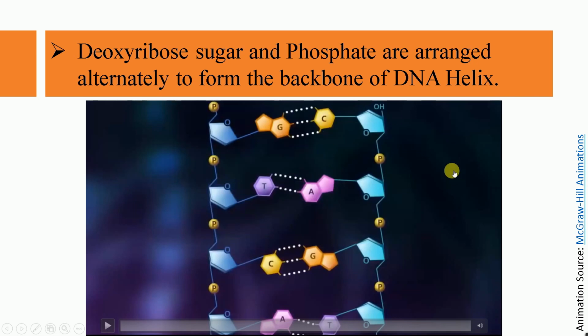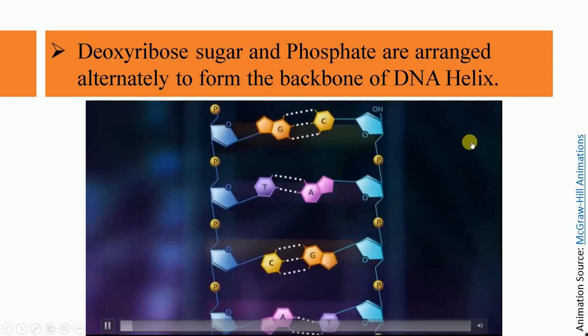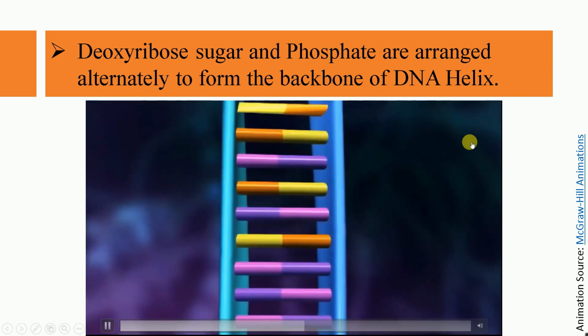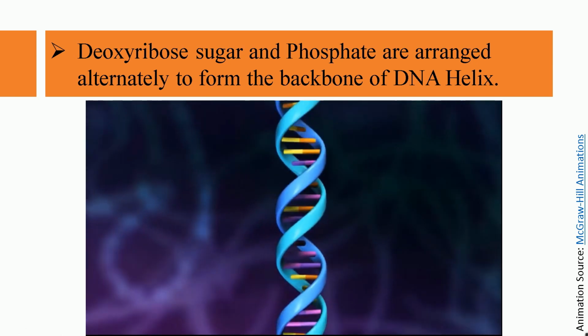So this is the molecular structure of the DNA molecule in the simplest form, which gets composed and formed into a spiral fashion to form a DNA molecule.